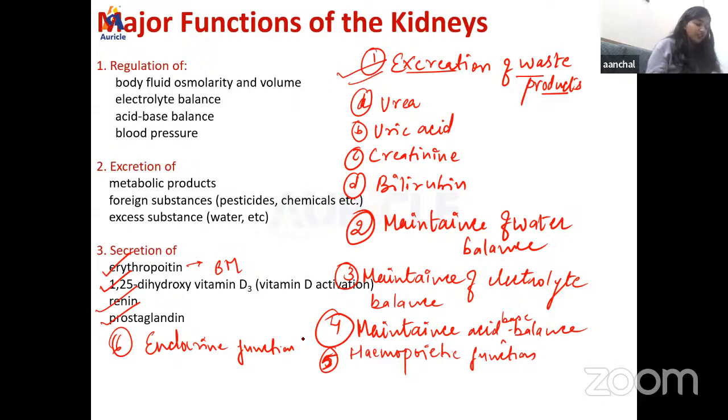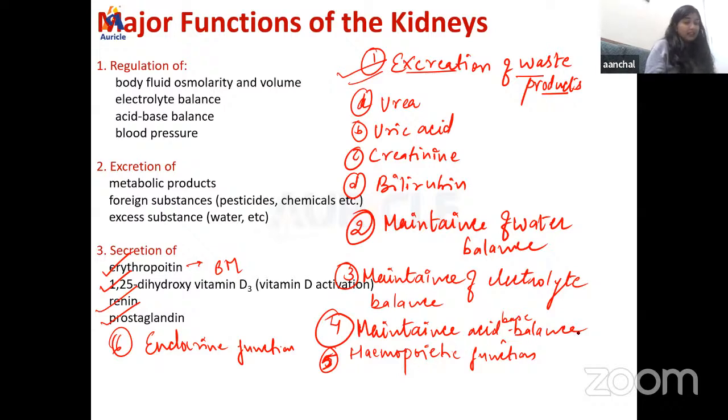Then another function in which the kidney plays a very important role is the long-term regulation of arterial blood pressure, by regulating the volume of ECF and through the renin-angiotensin mechanism also. And the renin-angiotensin mechanism we're going to discuss in detail in the next class.